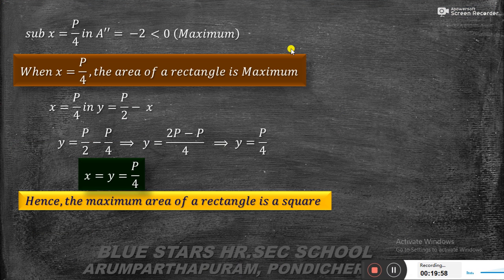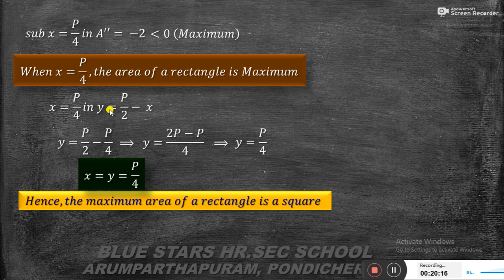You see x equal to p by 4. So I substitute in A double dash, equal to minus 2. So it is a negative answer, so it is less than 0. It is a maximum. Therefore x equal to p by 4, the area of the rectangle is maximum.